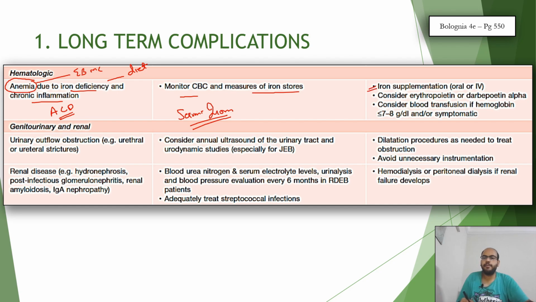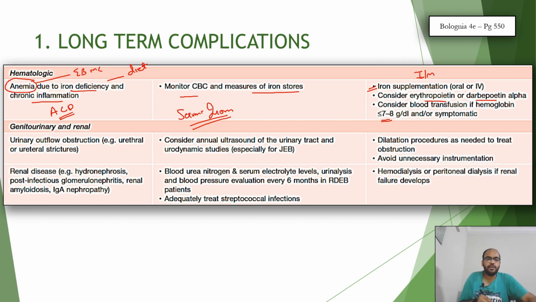To supplement iron by oral or IV, the intramuscular route, the IM route is not preferred because it can lead to a lot of erosions and even abscess formations have been reported. So iron supplementation should be done by oral or parenteral IV route. Consider erythropoietin or darbepoetin alpha. These are all agents to increase the production of RBCs. And if the hemoglobin is less than 7 to 8, you consider blood transfusion like you do in any case of anemia.